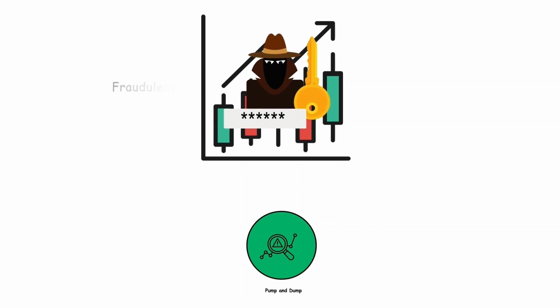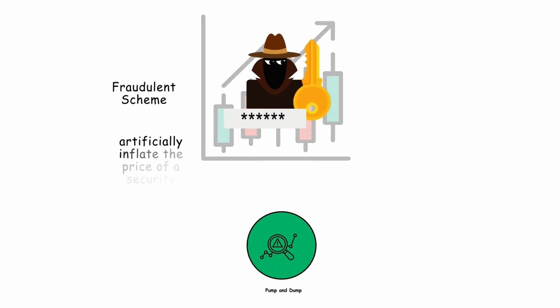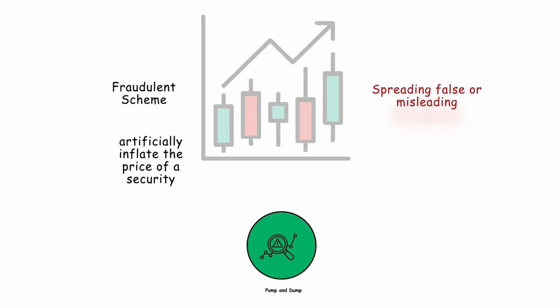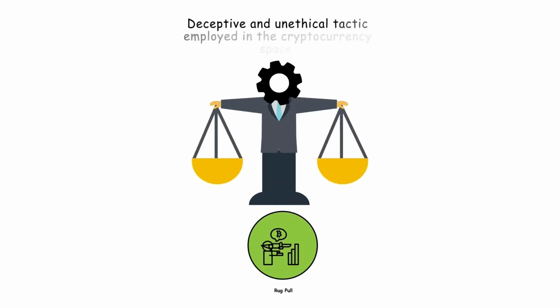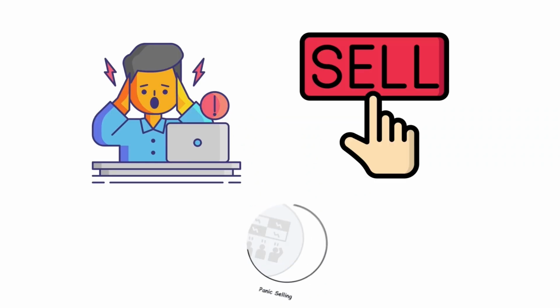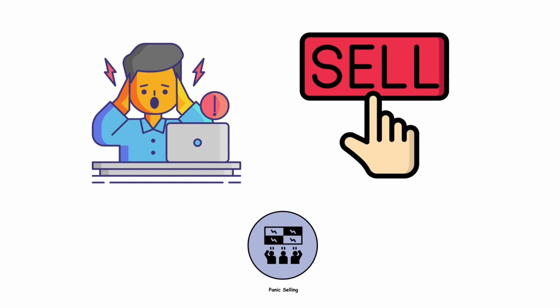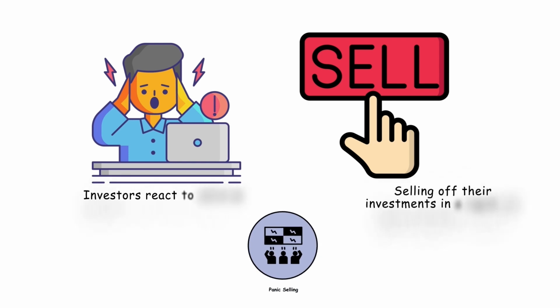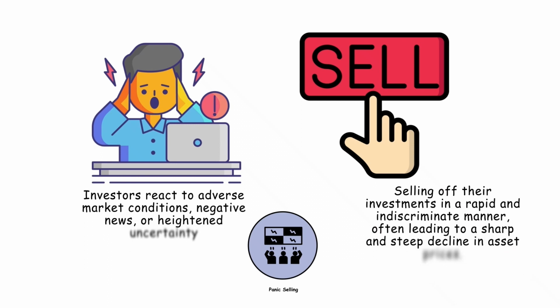Pump and dump. A fraudulent scheme used to artificially inflate the price of a security by spreading false or misleading information. Rug pull. This refers to a deceptive and unethical tactic employed in the cryptocurrency space. Panic selling. It occurs when investors react to adverse market conditions, negative news, or heightened uncertainty by selling off their investments in a rapid and indiscriminate manner, often leading to a sharp and steep decline in asset prices.